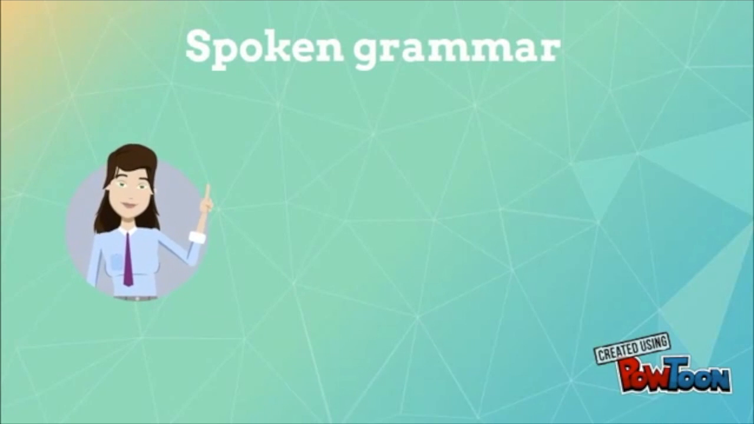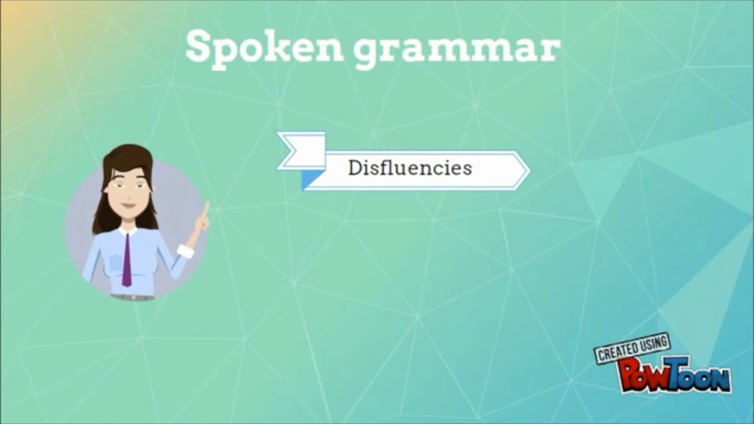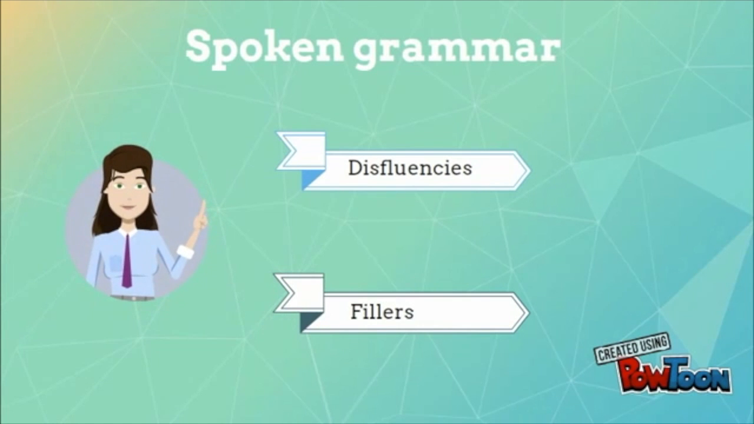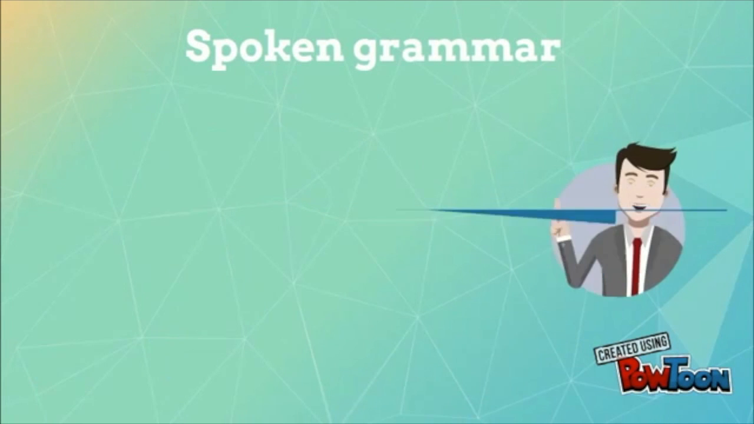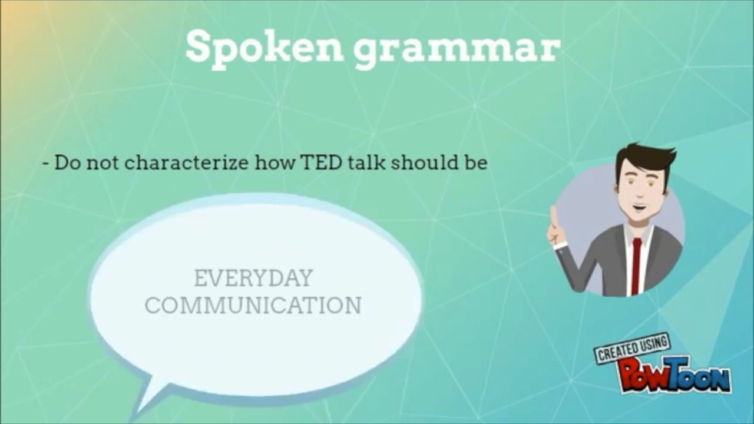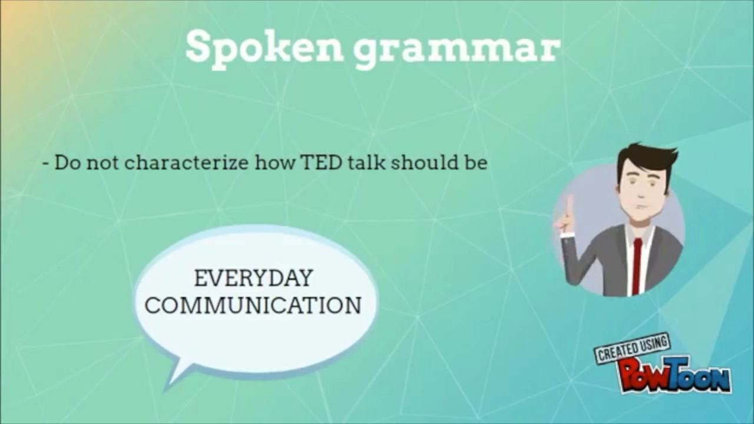When doing a thorough analysis of the way in which presenters do a TED Talk, it can be found that there is a variety of features present in its spoken grammar, such as disfluencies. For example, when a presenter does a pause in his speech. Fillers, for instance, when the person uses words to gain time, or when words are repeated like trying to remember something. However, we believe that they do not characterize how TED Talks should be. Instead, they are part of the way in which people communicate, especially when doing it orally.